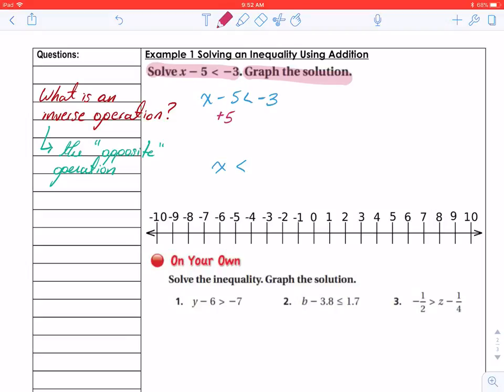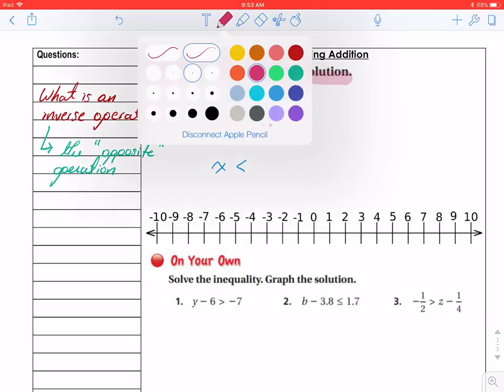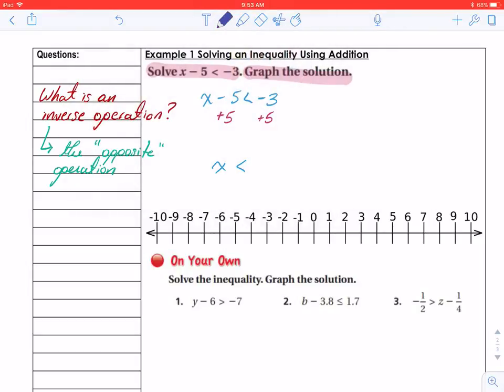And then if I add 5 to the left side, I'm going to add 5 to the right side as well. Now, x minus 5 plus 5, the minus 5 and plus 5 are going to cancel out to leave me with just the x that's already drawn here. And then over here on the right side, I've got negative 3 plus 5.